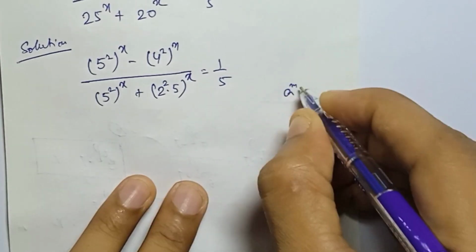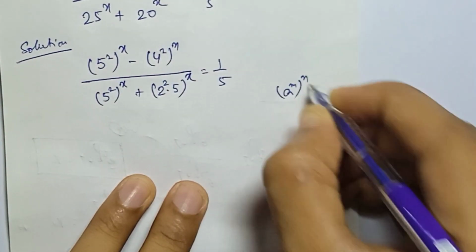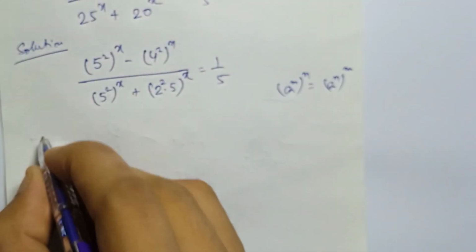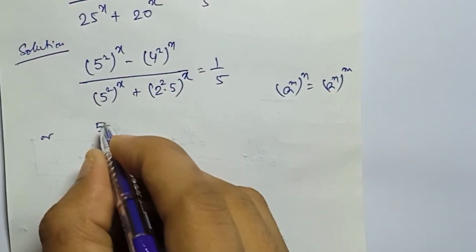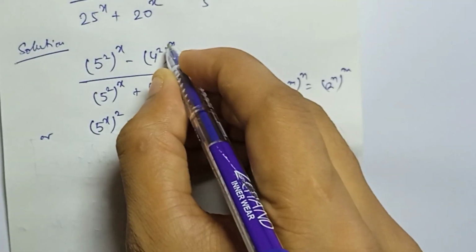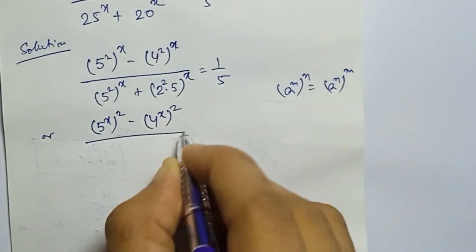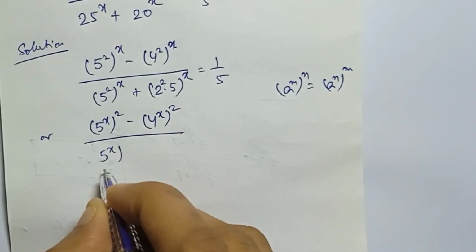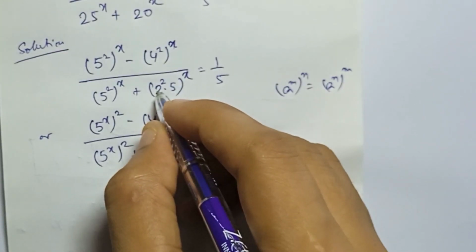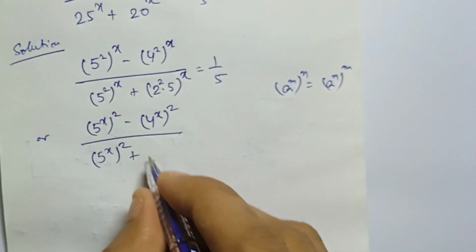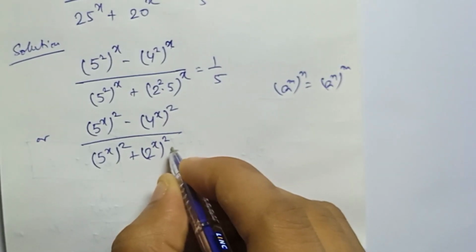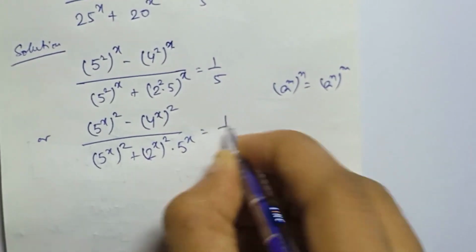Now we know that a to the power m to the whole power n, we can write it as a to the power n to the power m. So we can apply this rule here. 5 to the power x whole square minus 4 to the power x whole square, divided by 5 to the power x whole square, plus this x will appear in both this term and this term. So for this term, 2 to the power x whole square into 5 to the power x is equal to 1/5.